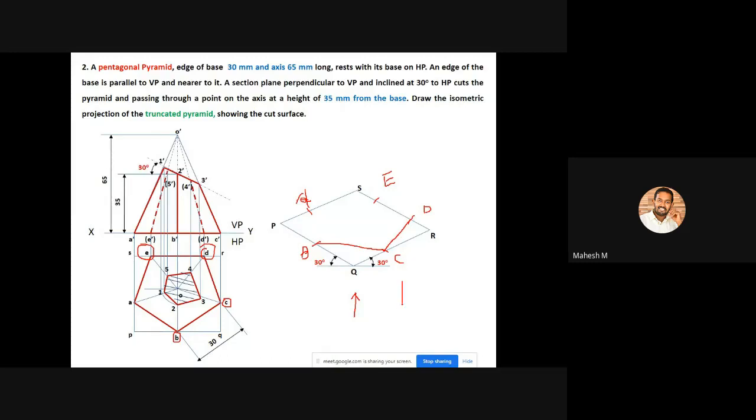If you are looking from this position, that means if you are looking from this direction, you can see this entire edge. Similarly, this A to B is also visible.